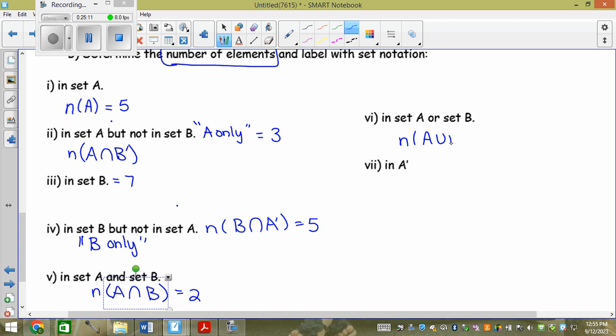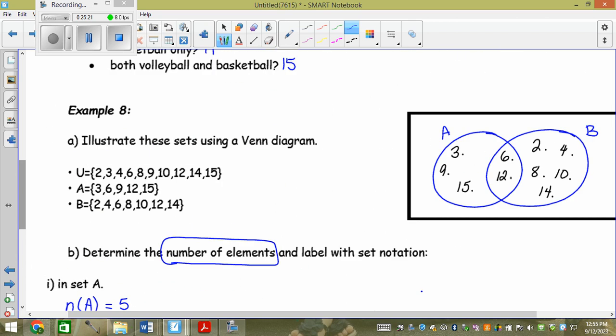Set A or set B. Or is what shape? What shape is it on a Venn diagram? The snowman and the stomach, right? So it's all of everything in the snowman. So 1, 2, 3, 4, 5, 6, 7, 8, 9, 10. The 3, the 9, the 15, the 6, the 12, the 2, the 4, the 8, the 10, and the 14, right? Including the snowman's stomach. So there's 10.